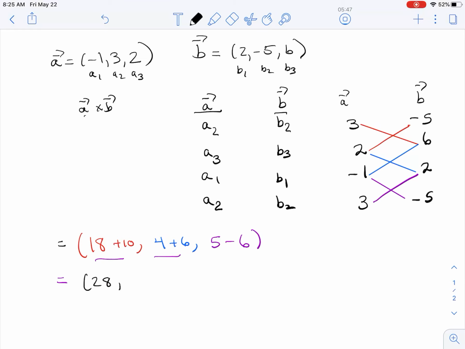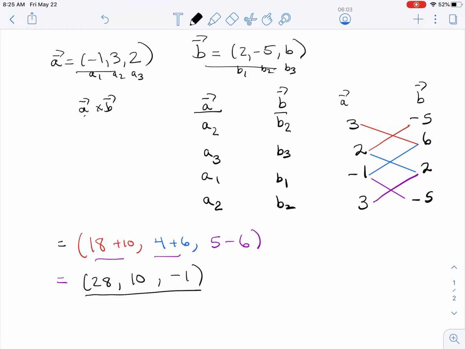Okay, 18 plus 10 is 28. 4 plus 6 is 10. And 5 take away 6 is -1. So this right here, this vector, is perpendicular to both A and B.